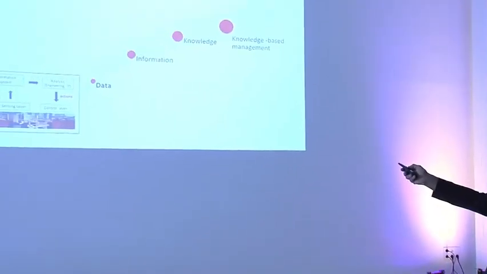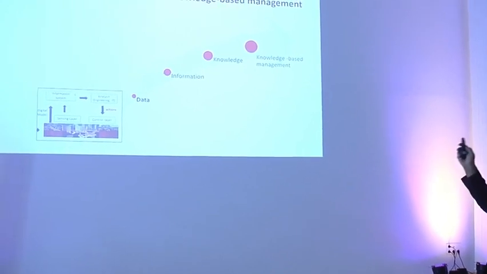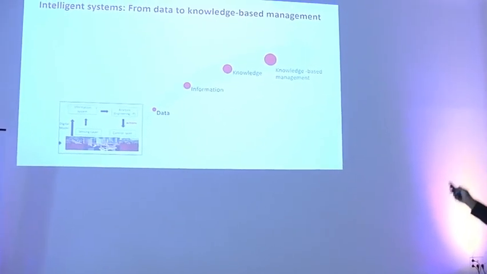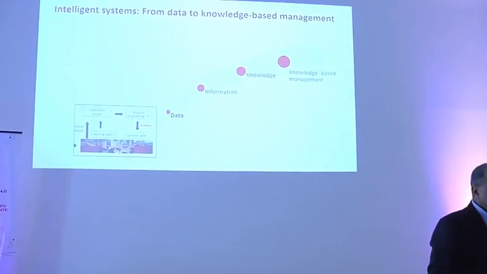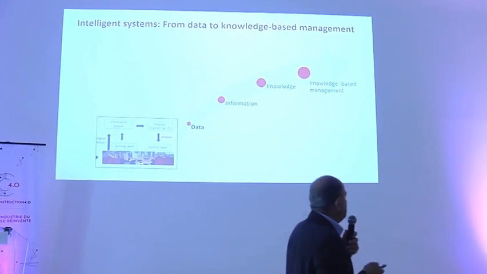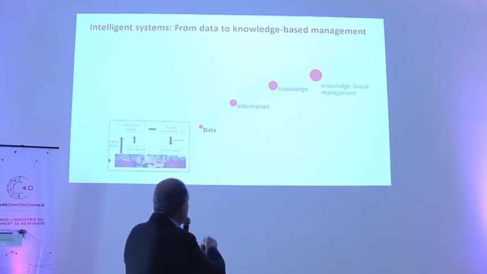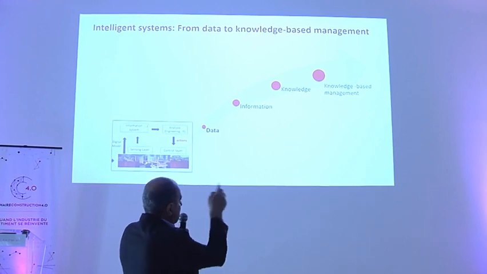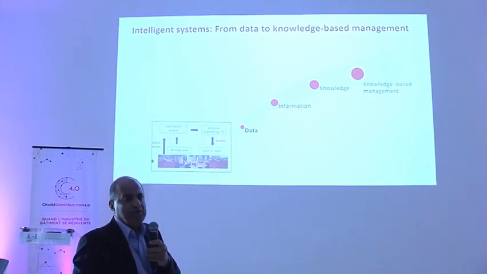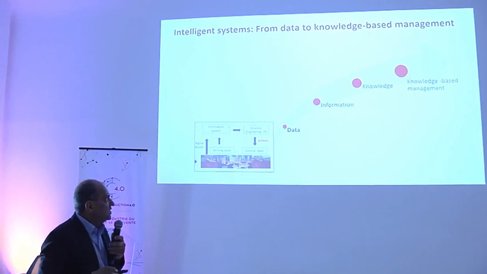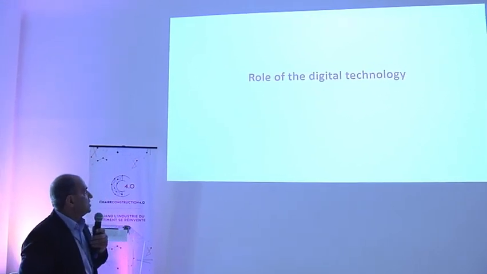And you can see that the most important thing is that we will start from data, transform our data into information, the information into knowledge, and we will use the knowledge for the management. This is very important when we speak about smart technology: how we can go from the data to something we use in our management, and we will use management which is based on knowledge.